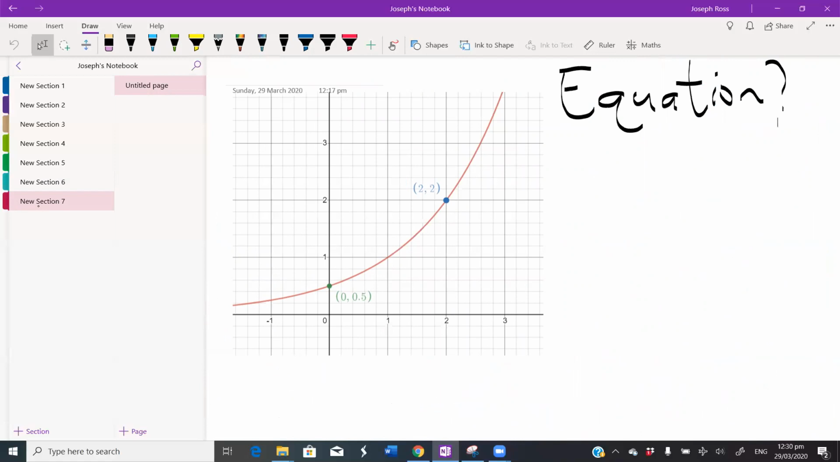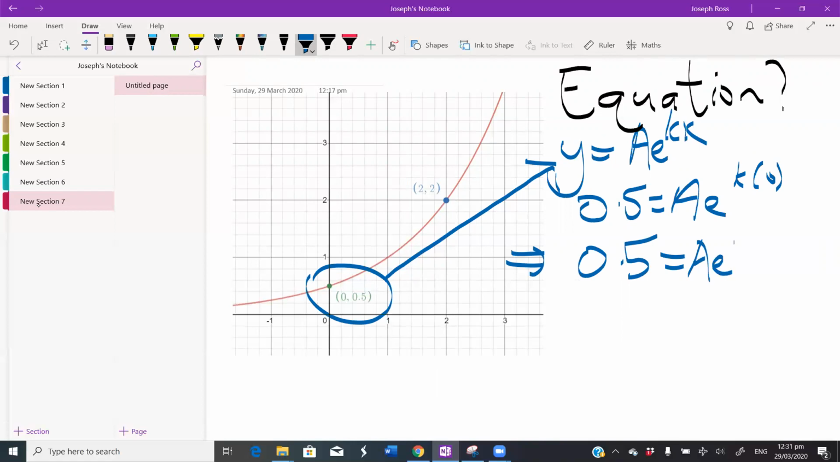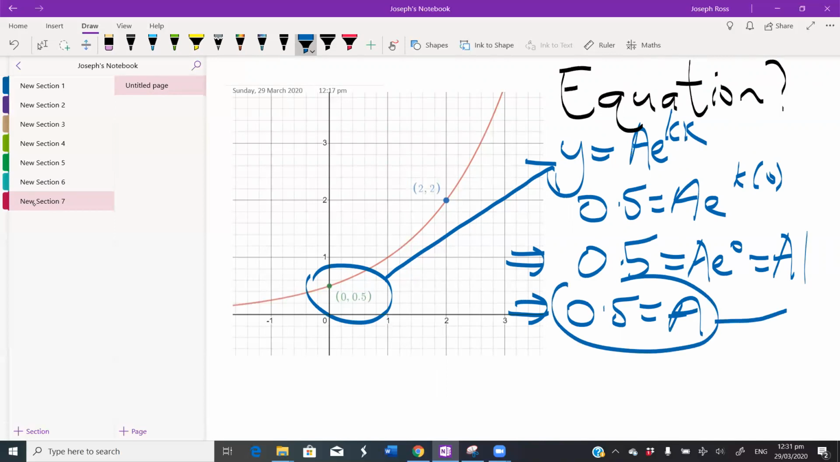One is the y-intercept. You will usually, in fact, you will always be given the y-intercept and one other point. So we've got y equals ae to the kx, and we start by substituting in the y-intercept, and then we will get our value of a, just like what we did with the last question. Putting in 0, we get x equals 0 and y equals 0.5. We get 0.5 equals ae to the k multiplied by 0, and k times 0 is 0, so we've got 0.5 equals ae to the 0, and e to the 0 is 1, so we've got 0.5 equals a.